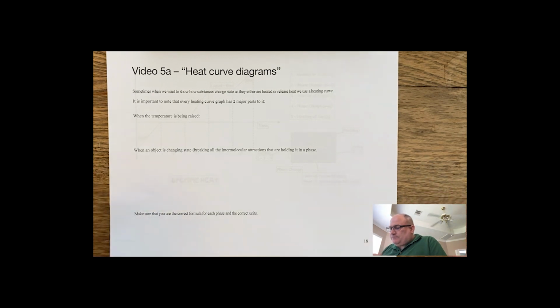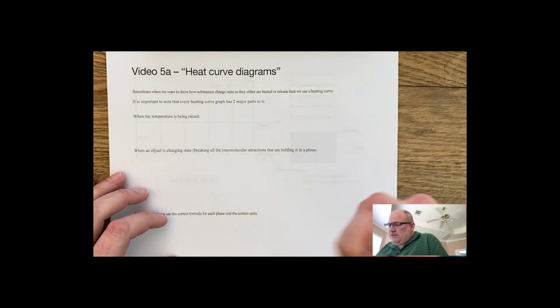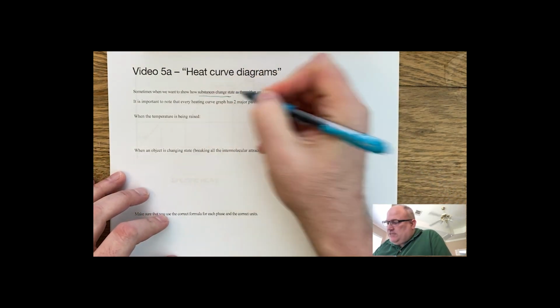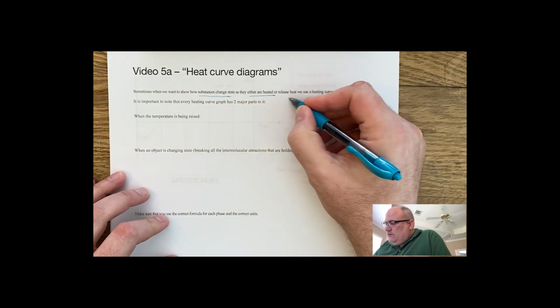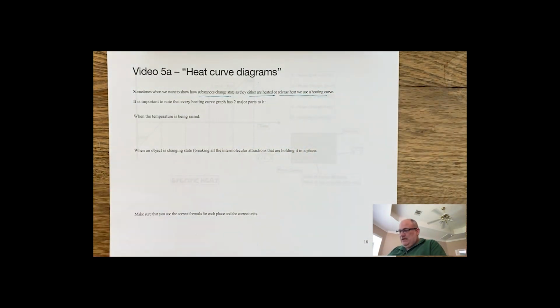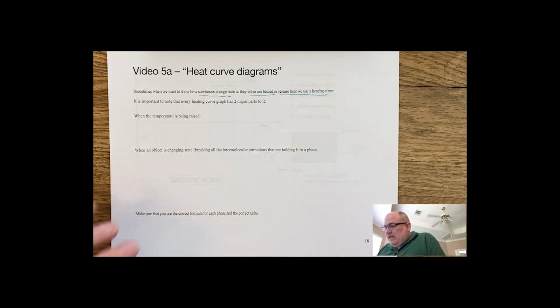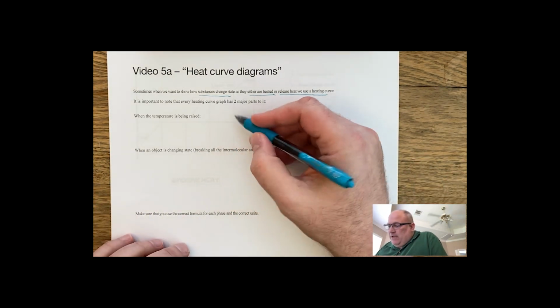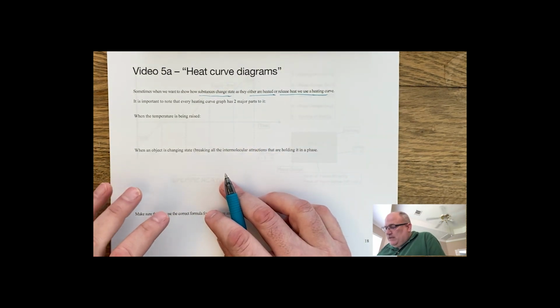So let's jump right to our notepad, which is page 18. Essentially what we're going to be doing today is trying to show how substances change state as they're either heated or release heat by using the heating curve. Now, every single heating curve has two parts: when the temperature is being raised and when we're breaking intermolecular forces.